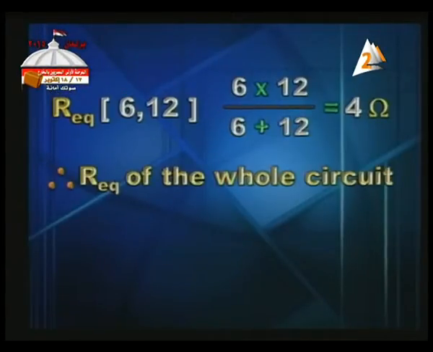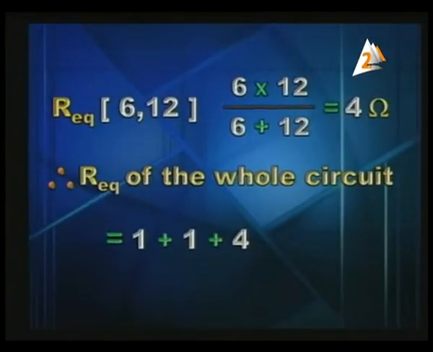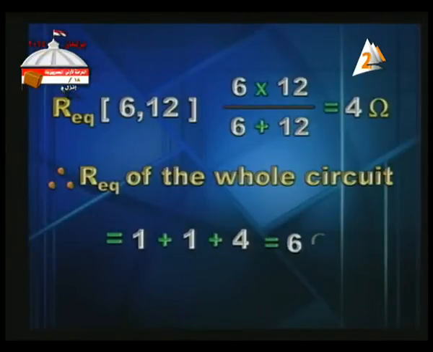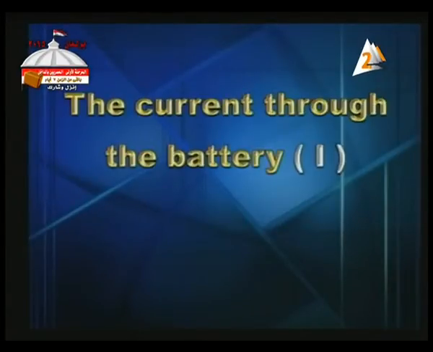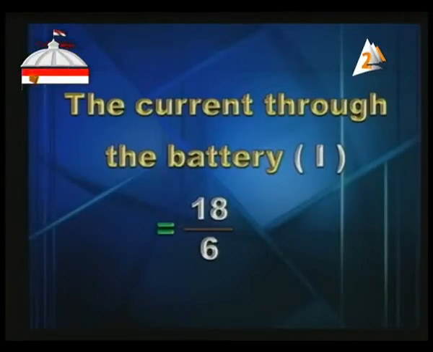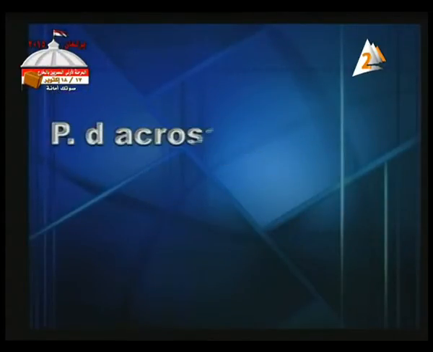Now R equivalent of the whole circuit can be calculated. R equivalent of the whole circuit includes the internal resistance. So 1 plus 1 plus 4, it is 6 ohms. And what about the current through the battery? Ohm's law of closed circuit should be used. It is V battery, which is equal to 18, over R equivalent of the whole circuit, 6. It is 3 amperes. And now we need to determine the potential difference across each parallel combination.